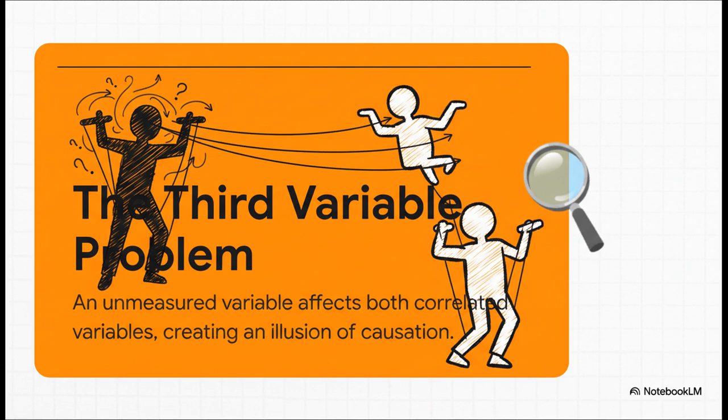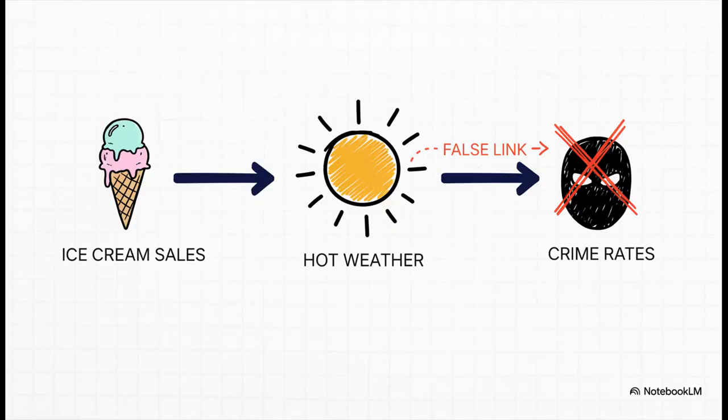The best way to think about it is like there's a hidden puppet master. You're watching two puppets on a stage, and they seem to be interacting, right? But really, there's someone behind the curtain pulling both of their strings. And ding, ding. This is exactly how we solve our ice cream mystery. The hidden puppet master, the third variable, is hot weather. As the temperature rises, of course, more people buy ice cream. But at the same time, more people are outdoors, tempers can get a little shorter, and unfortunately, crime rates also tend to tick up. The heat is driving both trends completely independently. The ice cream had nothing to do with it.